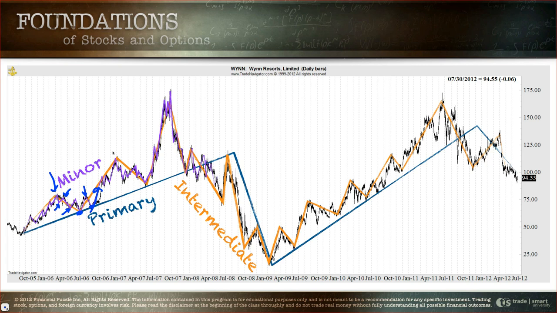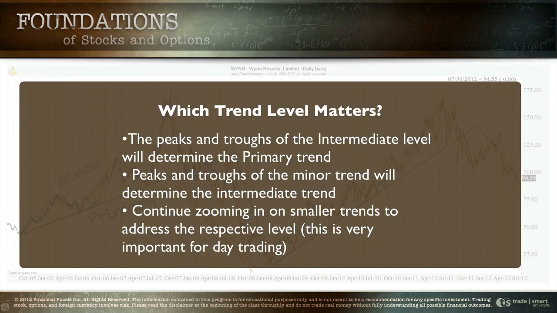Okay. Now, let's come over here and look at my, come on, there we go. Let's identify this question of which trend level matters. And I kind of just addressed this. But the reality is the peaks and the troughs of the intermediate are going to address the primary trend reversals. And the peaks and the troughs of the minor trend will be determining the intermediate trends. So if you want to identify your appropriate trend, whichever level you're trading, just continue zooming in on the smaller trends to address the respective level.